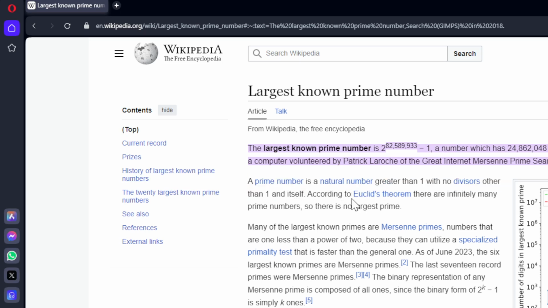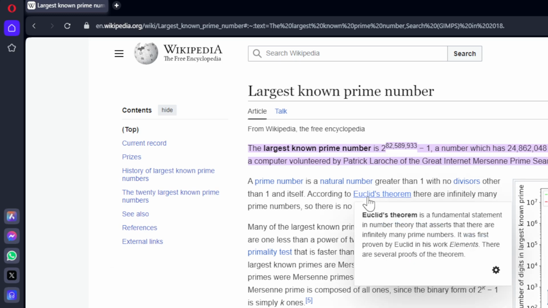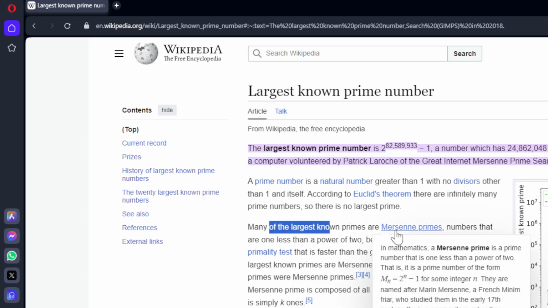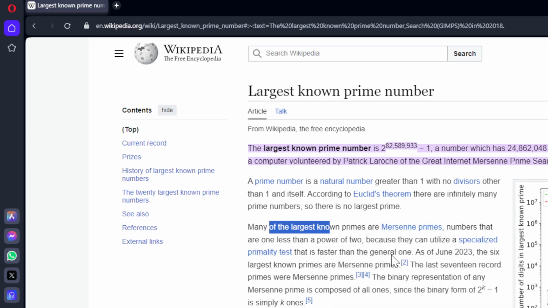And according to, I don't know how to pronounce his name, there are infinitely many prime numbers, so there is no largest prime number. Many of the known largest prime numbers are Mersenne primes, a number that is 1 less than a power of 2. That is a prime number of the form 2^n minus 1 for some integer n. Okay, so it's an even weirder prime number than a regular one.